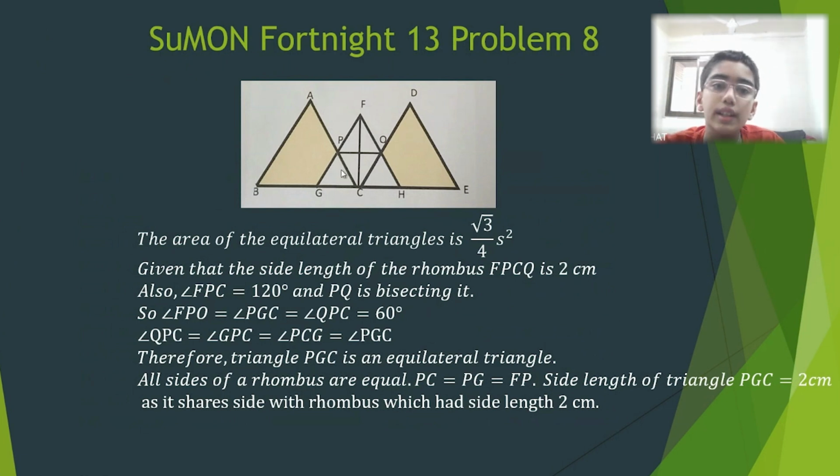Now we need to use the fact that all the sides of a rhombus are equal. The side length of this rhombus is given as 2 centimeters. So now we know that these are equilateral triangles. So now the triangle PGC is sharing a side with the rhombus FPCQ. So they have the same side length. Now we can continue.